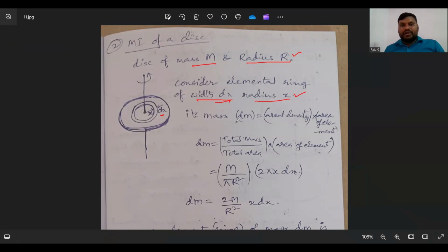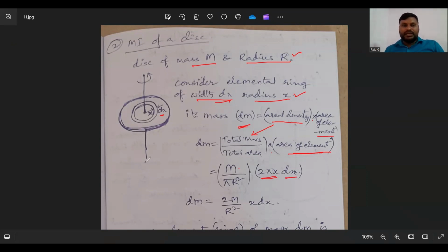So the mass of the elemental ring, dm, is equal to areal density into area of element. Areal density means total mass divided by total area, into area of the element. Total mass is capital M and total area is pi r square, into area of element, which is 2 pi x into dx. Area of the element is 2 pi x into dx.